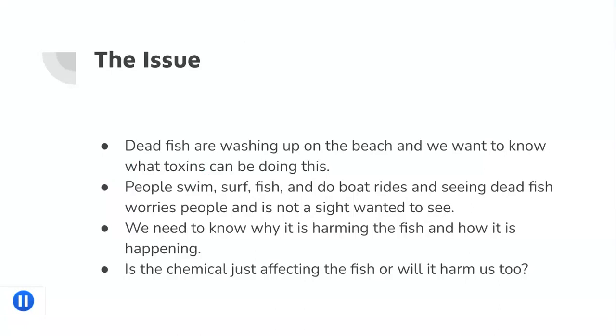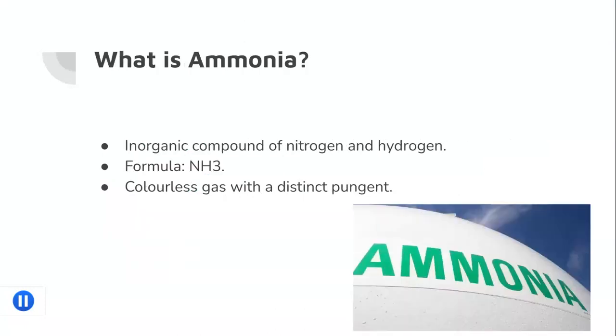These are all answers we need to figure out, but it all goes back to figuring out what exactly ammonia is and how it is affecting the fish. What is ammonia? It's an inorganic compound of nitrogen and hydrogen. Formula is NH3. It's a colorless gas with a distinct pungent smell.